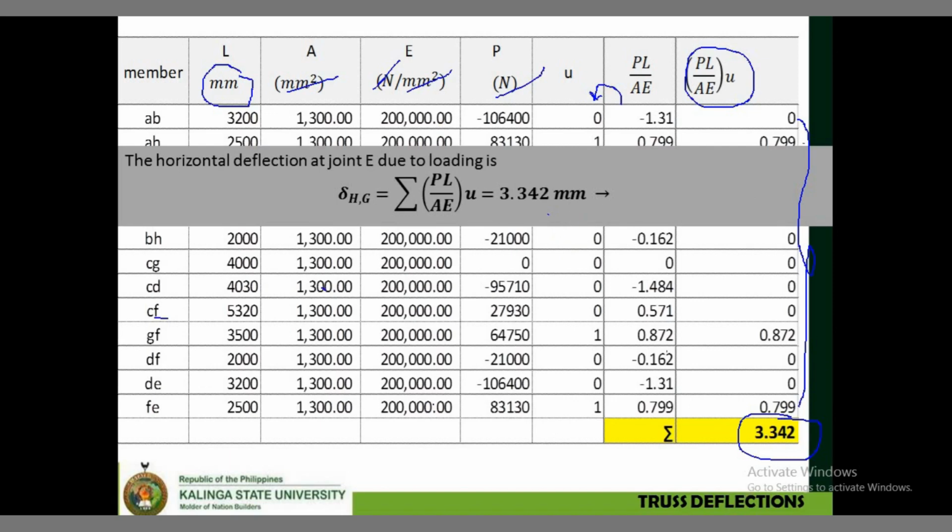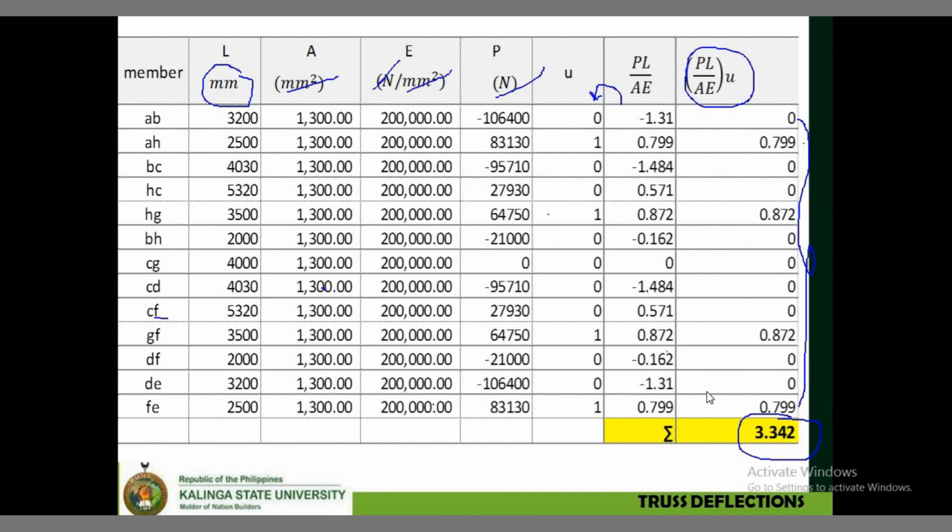And in truss deflections, kung mapapansin ninyo, pag nagkamali ka ng value ng P sa isang member lang, mali na lahat ng inyong mga sagot. Kung mali yung nakuha mong P kay FE, obviously, mali itong makukuha mong PL over AE. Pag mali ito, lahat na ng values mo mali. So, you have to make sure, or you have to always double check your values.